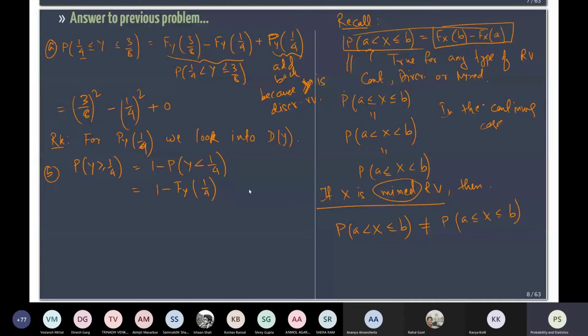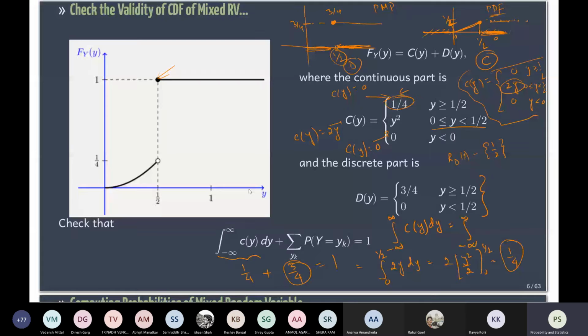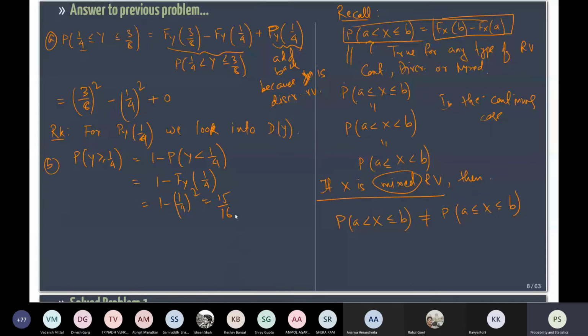So Fy of 1/4 is how much? Sorry that I have to refer back again and again. Fy of 1/4 is actually 1/4 only, right? In this case, there was nothing extra. So Fy is 1/4, so 1 minus 1/4 squared. So this is like 15/16. Here there is not even an equality, so I don't even need to add back anything. This is how it is defined anyway.